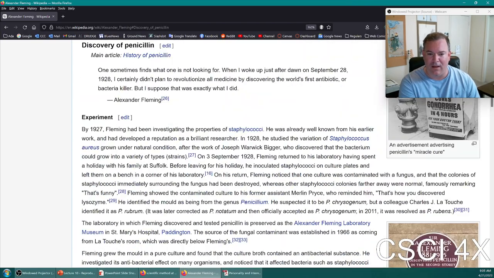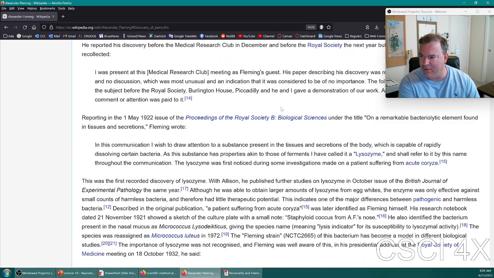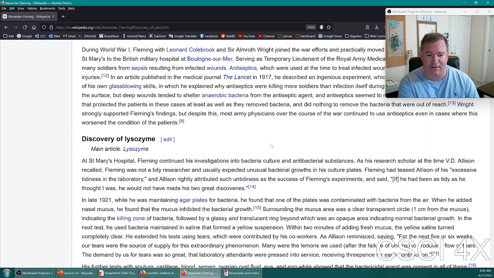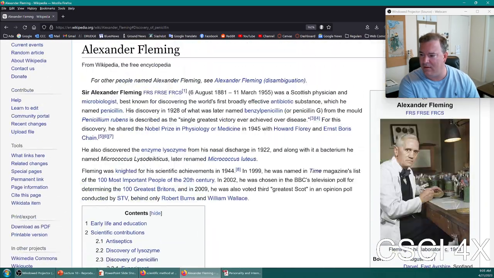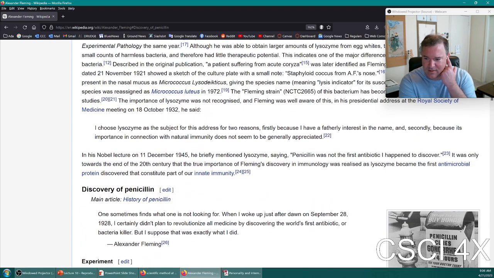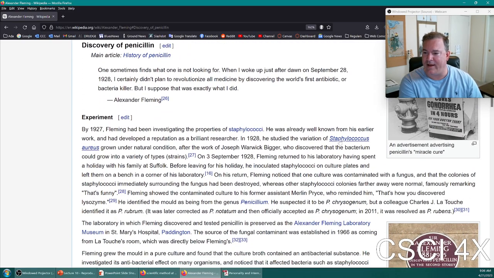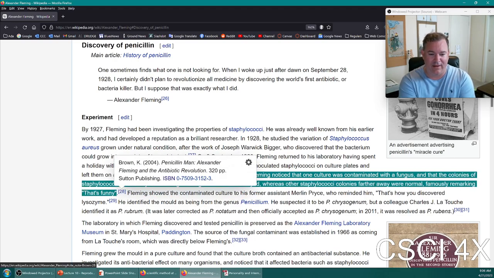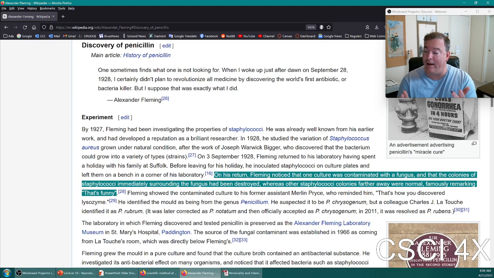Alexander Fleming famously was working with, I think, Streptococcus bacteria. And a staph, sorry. Basically, on return, he noticed that one culture was contaminated with fungus, and the staph bacteria around the fungus had died. And he looked at it and was like, huh, that's weird. And that's funny.